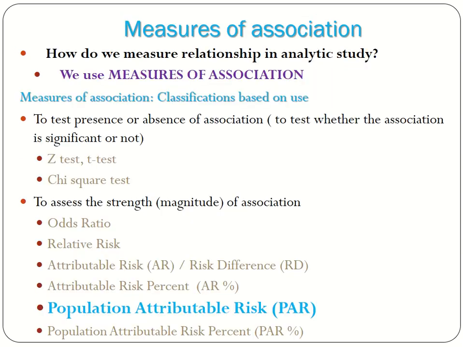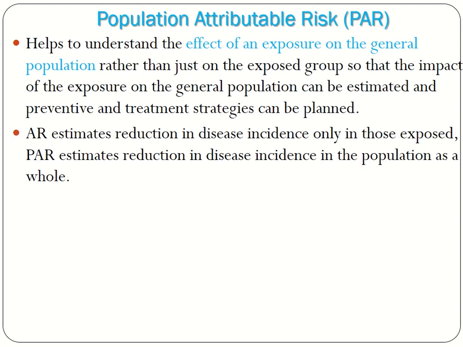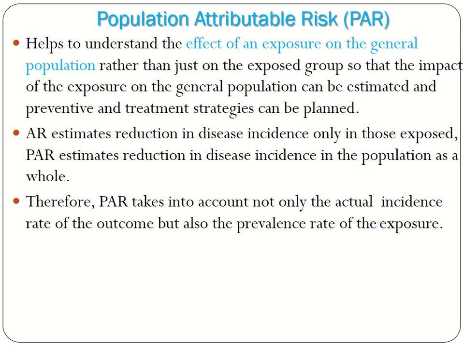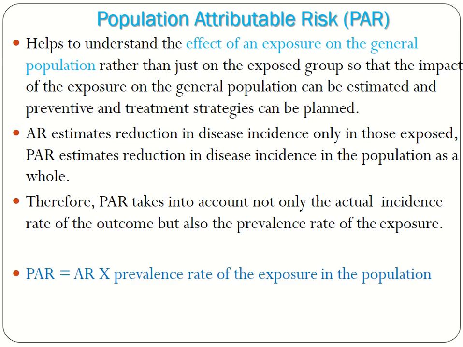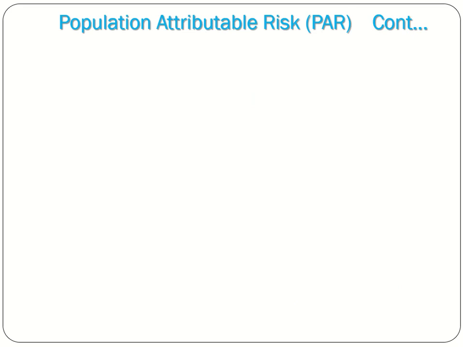So this is how you calculate and interpret attributable risk percent. Population attributable risk, as we said before, tells us the excess effect of an exposure at the population level. After calculating the attributable risk, if we have the population prevalence rate of the exposure, we can calculate it just like this, or we can calculate it by subtracting the incidence from the total population.